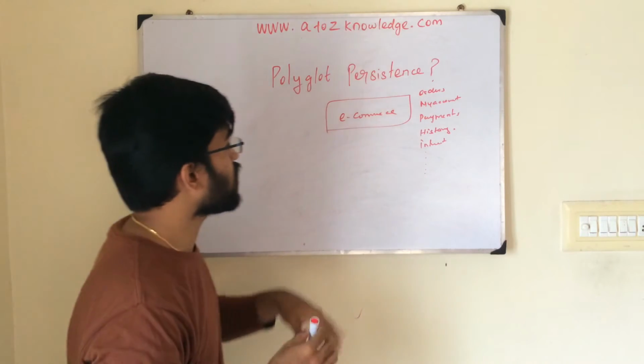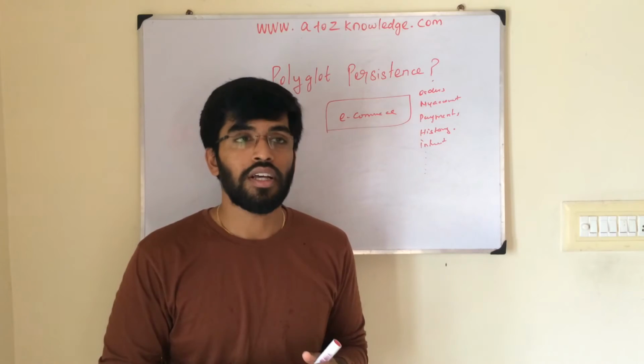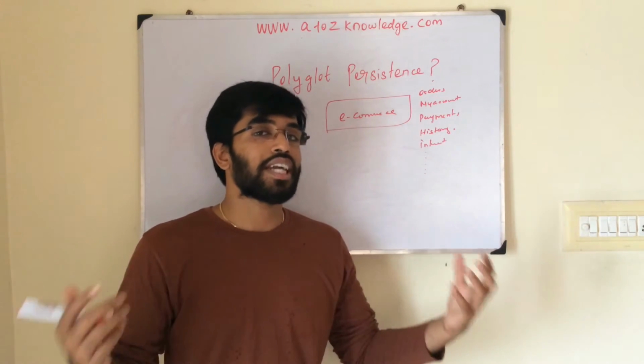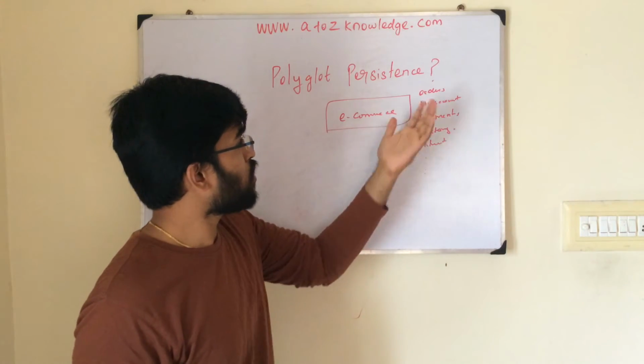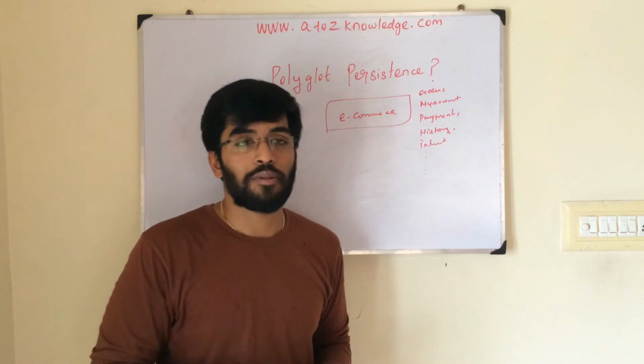So imagine this particular e-commerce website, where in the backend I'm using a database like Oracle. In Oracle, there will be multiple tables: a table for order, a table for account, a table for payment, a table for history, and a table for interest. So this is the first level.